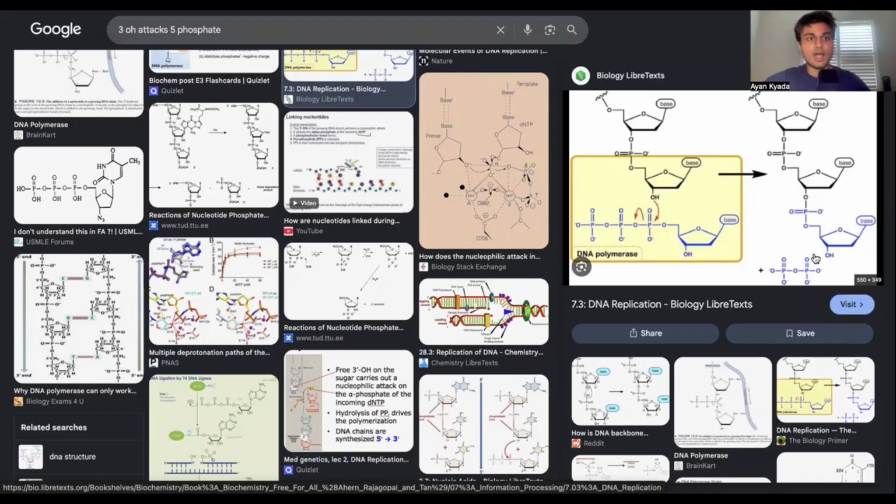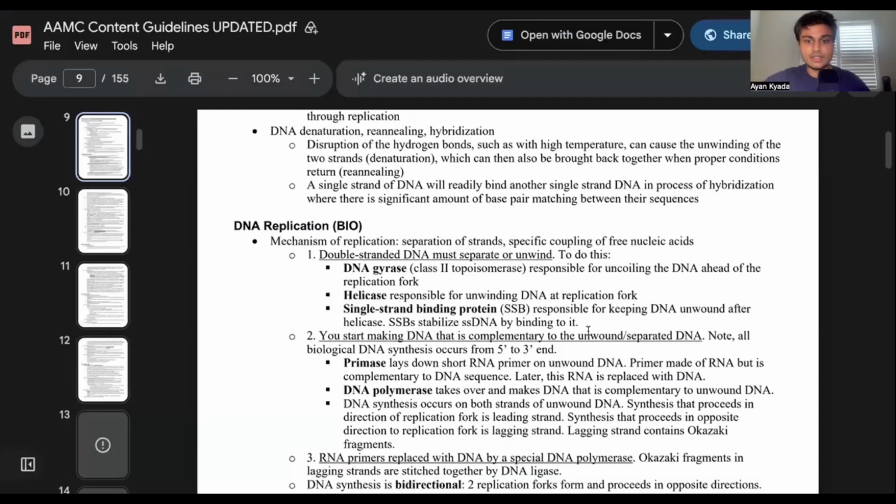And this is why we say that DNA synthesis only occurs from the 5' to 3' end, because it requires a free 3' hydroxyl group attacking the 5' phosphate group. And that is how these super long chains of DNA are formed. Just repeated attacks from the 3' hydroxyl group to the 5' phosphate, creating a long, extensive sugar phosphate backbone.